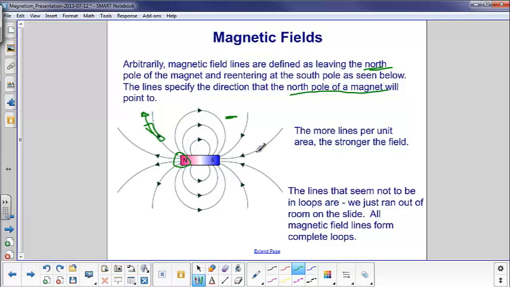You might say, well, what about this? You told me these were all in loops and this is just going off. Well, again, if we were to continue this around, I'm sorry for the uneven circle, it would come around here and make a complete loop. It starts from the north, makes a loop, and comes around to the south.